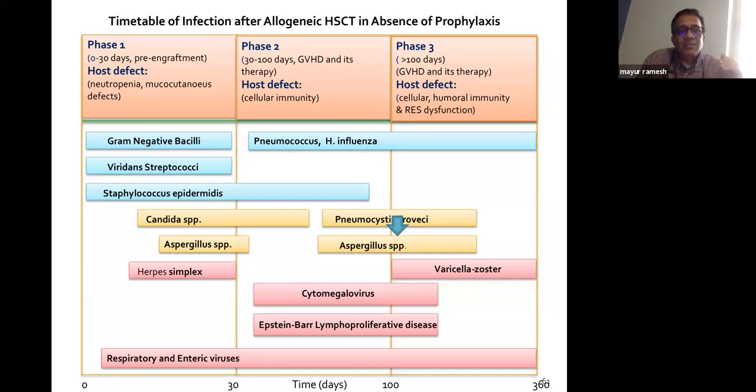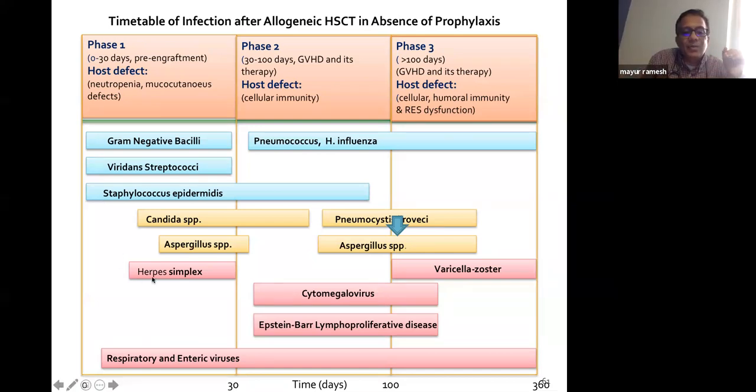During that time, as we said earlier, we can develop gram-negative bacilli, viridans streptococci, Staphylococcus epidermidis from lines, or Candida from the gut. Aspergillus is particularly special. Aspergillus has two types of immune system that need to control it. Neutropenia is one: neutrophils are an immune system important for Aspergillus control. The other is T cells. So Aspergillus can develop during the neutropenic phase or during the T cell deficient phase.